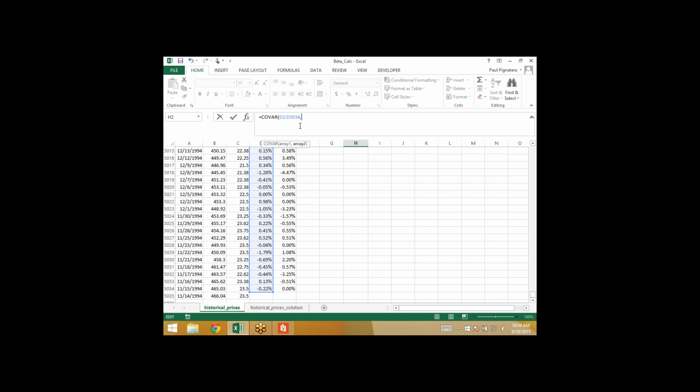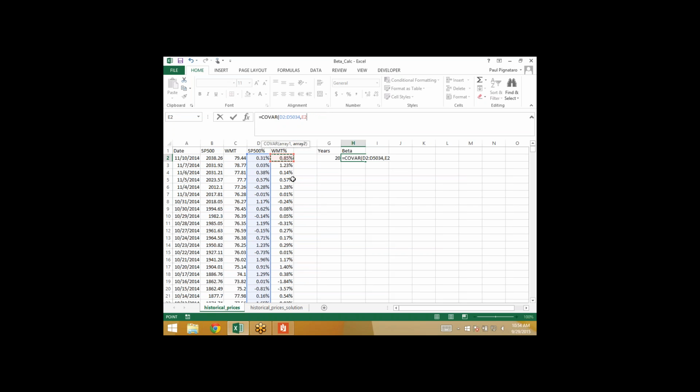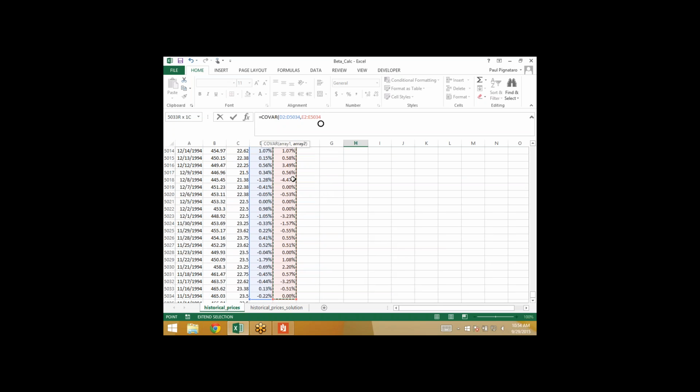Comma, in line with Walmart. Oops, so I'm going to go E2, colon, Control page down, E5034, right? Divided by the variance, right? This is the formula for beta. It's the covariance of the asset versus the market divided by the variance of the market.